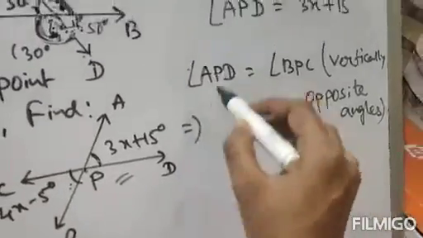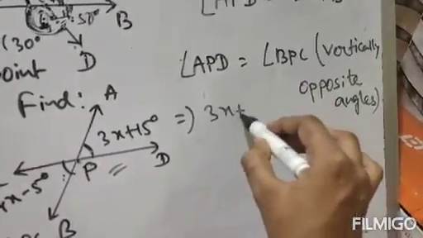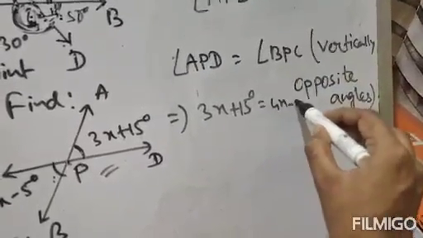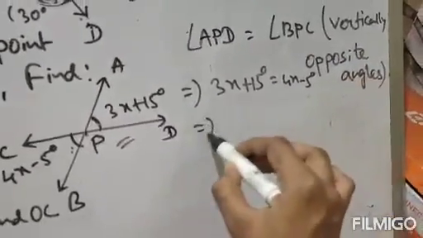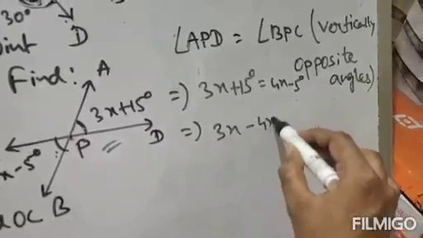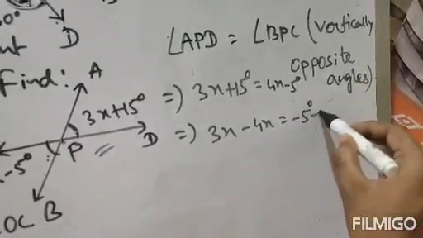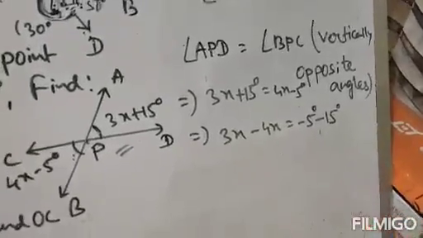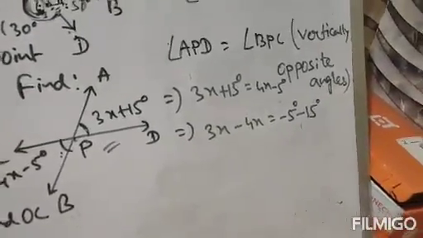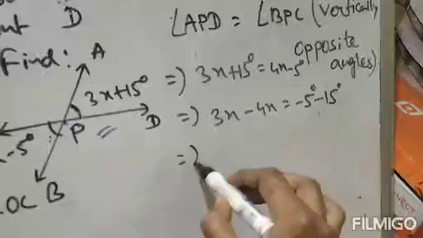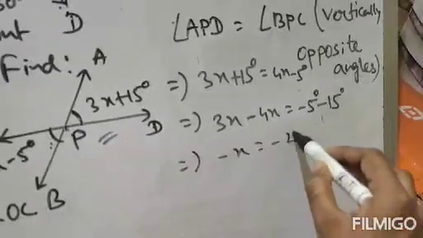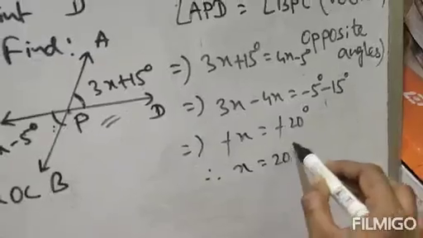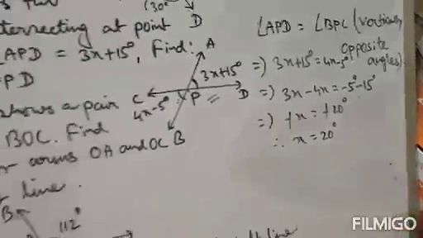So just put the value of angle APD. Angle APD is 3x plus 15 degree and angle BPC is 4x minus 5 degree. Therefore 3x minus 4x equal to minus 5 degree minus 15 degree. So just rearrange: 3x minus 4x will be equal to minus 5 minus 15. Therefore minus x will be equal to minus 20 degree. So the minus will eliminate, so x will be equal to 20 degree. So the value of x is 20 degree.